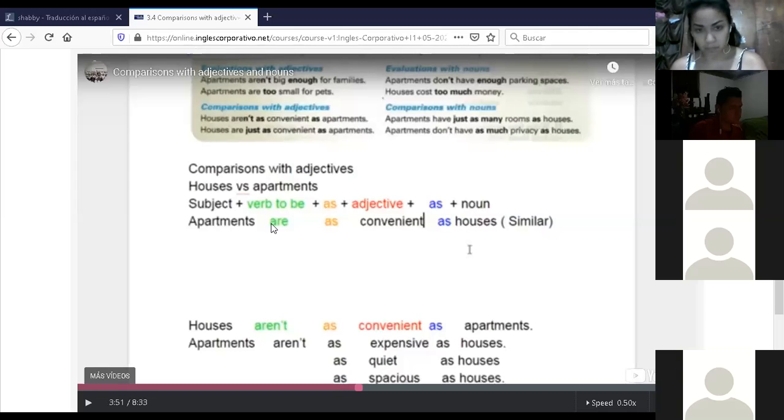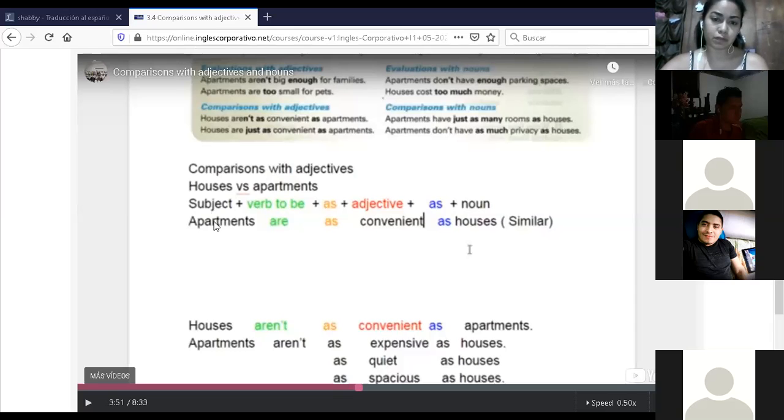Cats are as adorable as dogs. That's right. Here you can use is or are, depending on the subject. Now, how do you say mi hermano es tan alto como mi hermana? My brother is as tall as my sister.